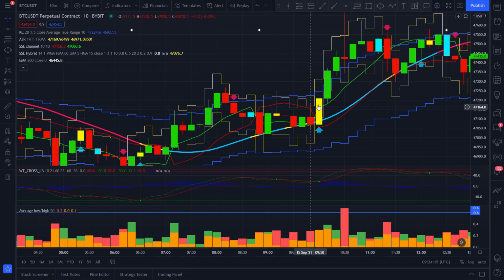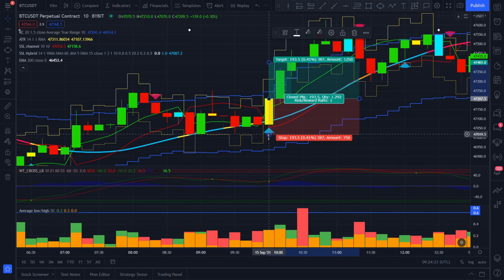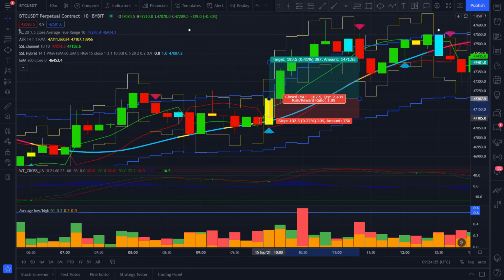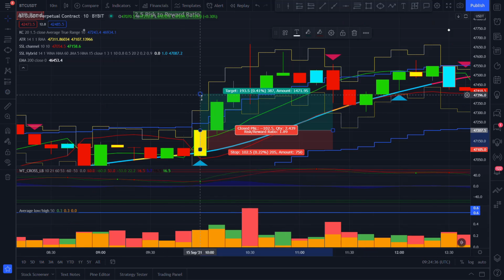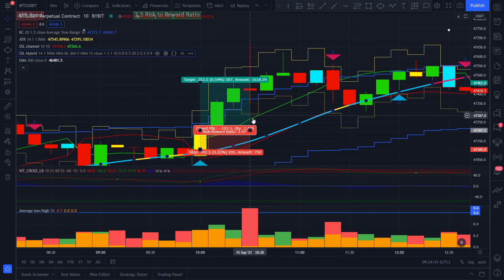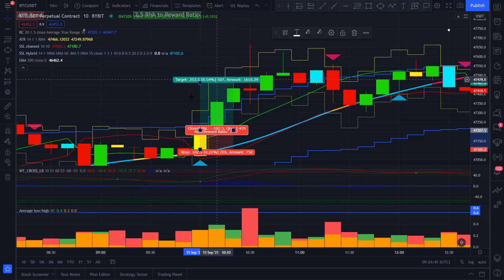So as you can see, on this candle all the criteria is met, so we can place a long entry. We are going to place our stop loss at the NNFX ATR bands, which is going to be this yellow line, and we are going to target a 2.5 risk to reward ratio. As you can see, our target was hit on this candle.